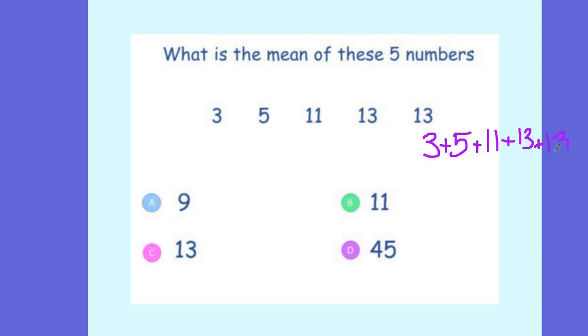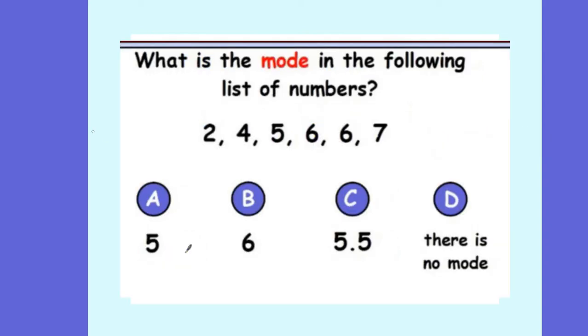Then if I add on another 13, I've now got 45. So altogether I've got 45. I then need to divide by the number of numbers, which is 5. So the correct answer was A, 9. Question 2. What is the mode of the following list of numbers? Pause the video and have a think.